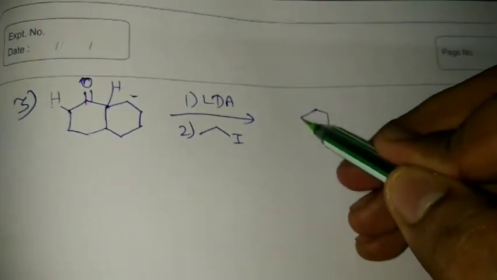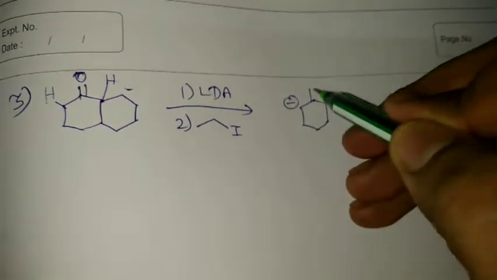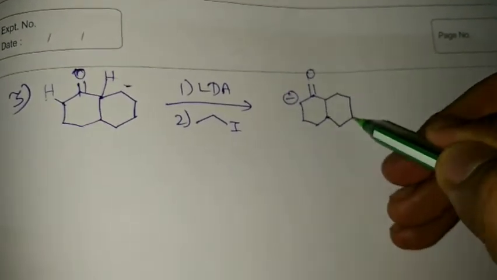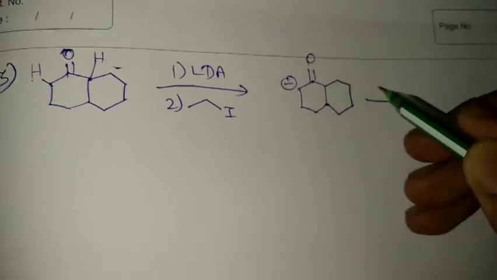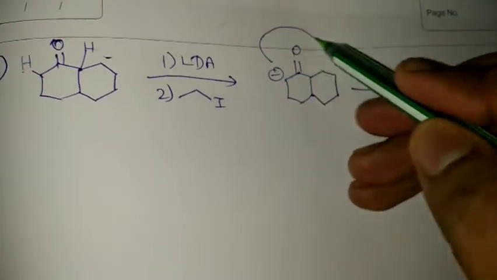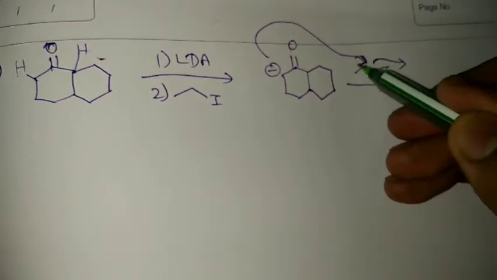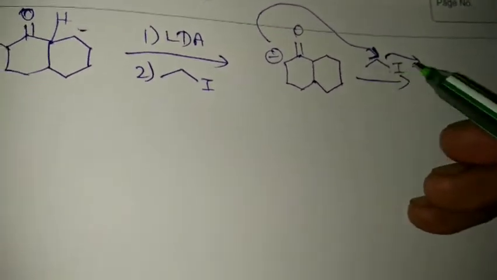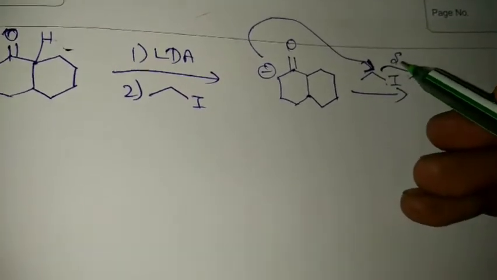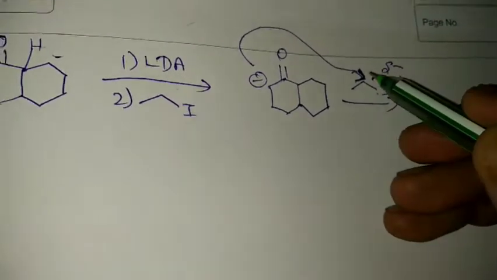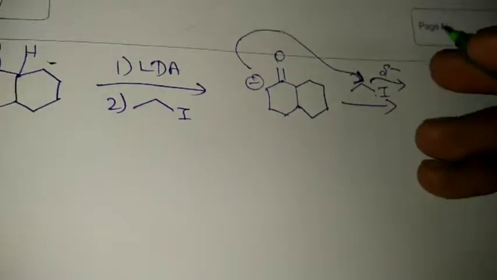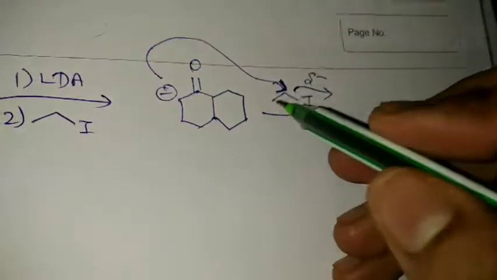On this side you realize that this is the less hindered side. This is more hindered. So it abstracts this proton only. So what happens is that a minus charge forms over here. This remains unaffected. And when you react it with this molecule, CH3CH2, this will react with this carbon, and this iodine leaves, for the same reason I said. Iodine is a strong minus I group, so it has a significant amount of negative charge on it, and this carbon has a positive charge. It's a simple SN2 reaction.